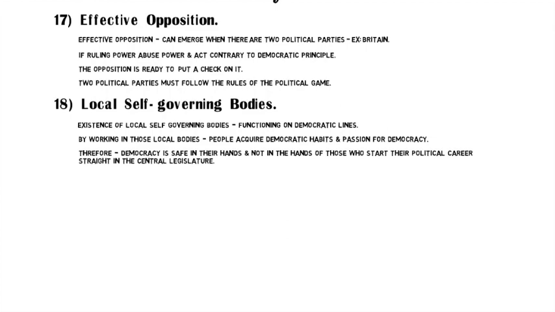And therefore the very important point for the successful working of any democracy in the world is having local self-governing bodies from where we can bring out good leaders who eventually will be connected to the grassroots level.